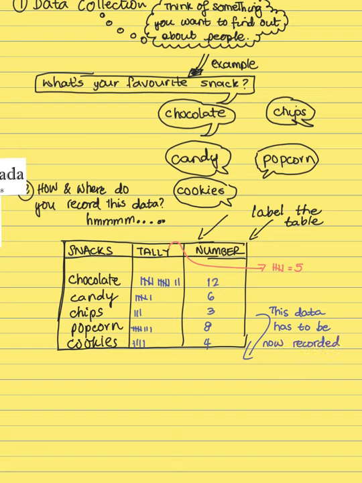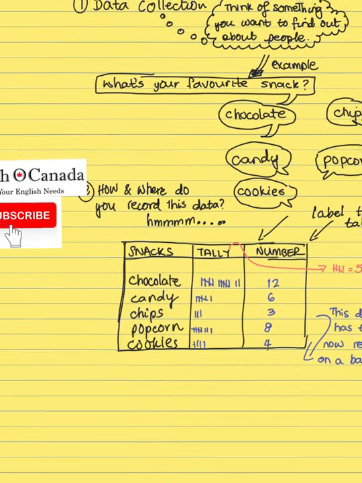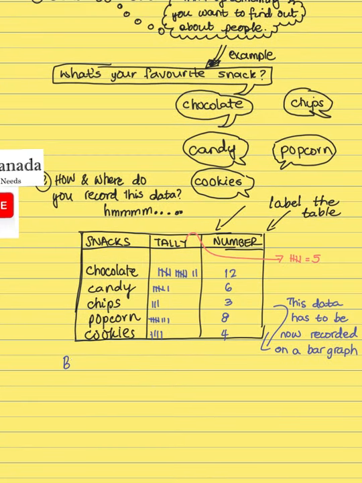We can clearly see that chocolate is the most favorite snack, definitely by far, right? And the least favorite snack is chips. I wonder why people don't like chips. That's my favorite snack though. What's yours? Now, this data that we've collected has to be recorded on a bar graph.